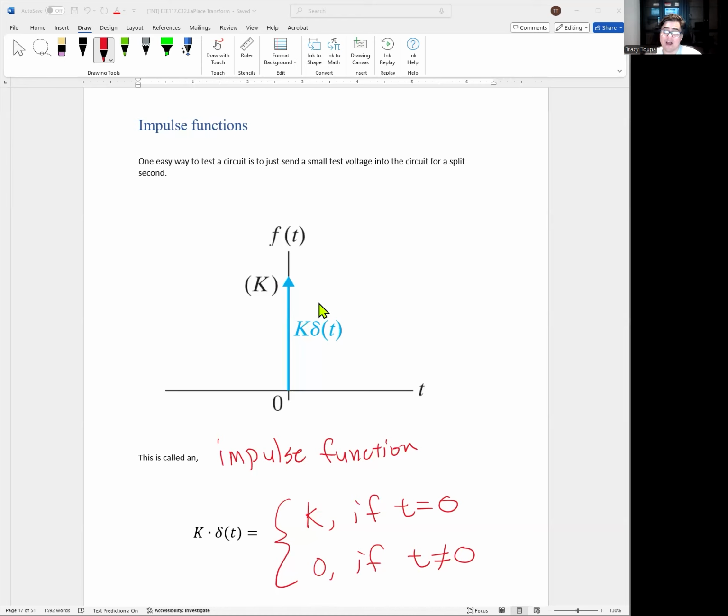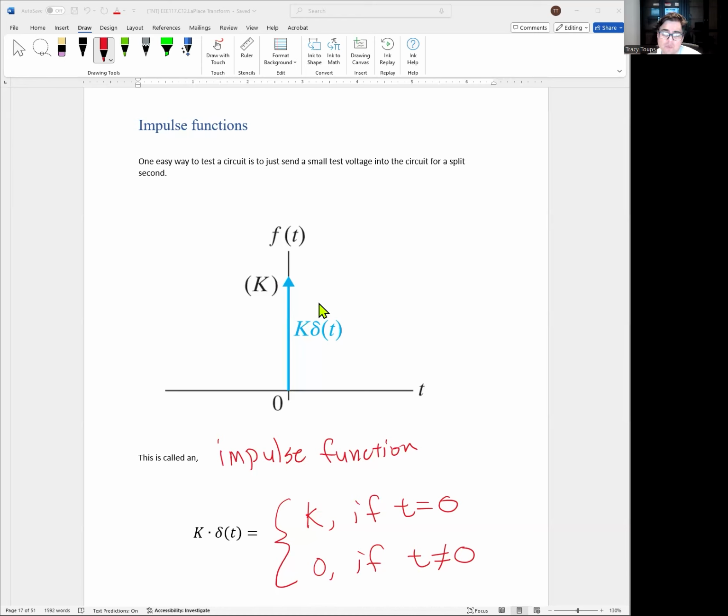So there's a very common test we could do to any electrical circuit called an impulse test, where we're just going to prod it for a split second. We're going to literally go boom on the nose for 10 volts just to see what happens. Okay, that's called an impulse function, where you just boop it on the nose once.